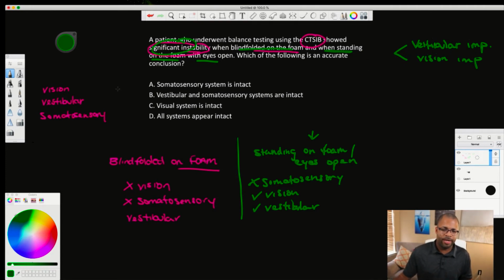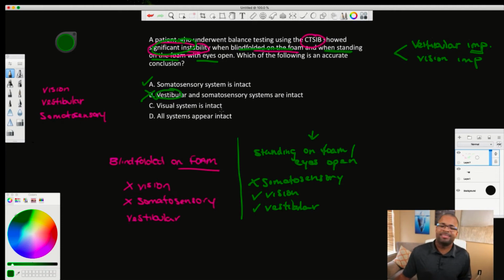So let's go down to our answer choices. A, somatosensory system is intact. Well, I'm going to put a check mark next to that because that is true. For right now, I mean, for all I know, somatosensory is intact. All right. Vestibular and somatosensory systems are intact. The answer to that is no, that's incorrect. Why? Because I know vestibular system is impaired. We said that up here. All right. So let's go ahead and get rid of that one.